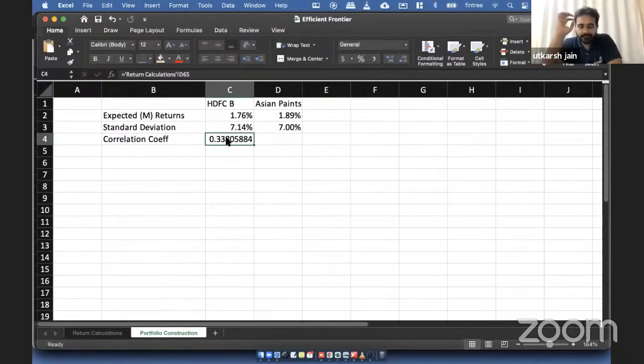Now here's my most critical question to you. Let's say you have 100,000 Indian rupees. You have 1 lakh Indian rupees. You want to put some of your money into HDFC Bank. You want to put some of your money into Asian Paints. Tell me how much money you would put in each of these categories. How much money do you want to put in HDFC Bank? How much money do you want to put into Asian Paints? How would you take that decision?